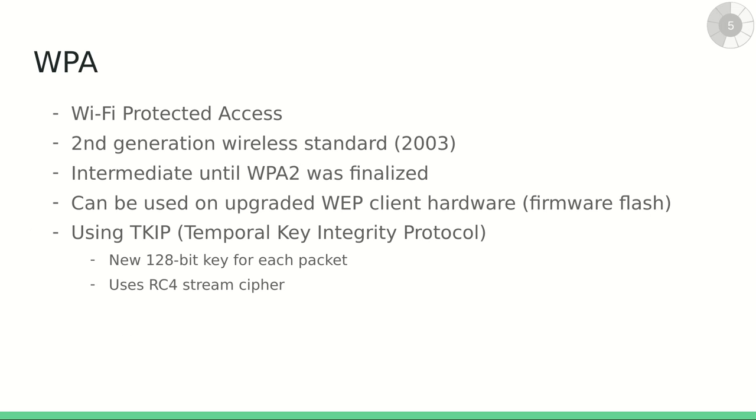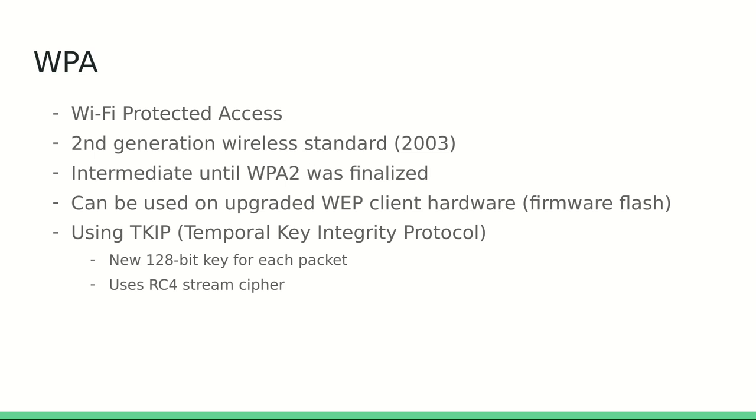Next up is WPA. It stands for Wi-Fi Protected Access and was standardized in 2003. WPA was just meant to be an intermediate standard until WPA2 was finalized the next year. Its main benefit is that most client hardware that could handle WEP could be upgraded to WPA via firmware flash. However, due to the extra work on the AP side, most APs were not able to be upgraded this way.